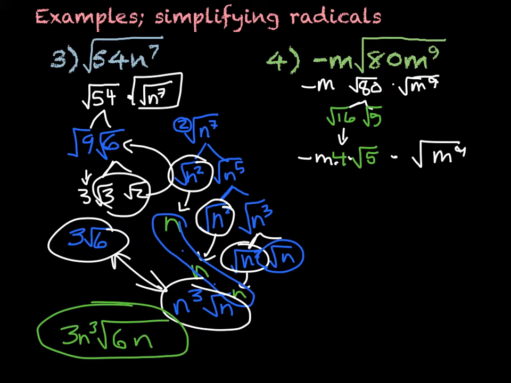So now I have to deal with the square root of m to the 9th. So that's going to tree out and give me the square root of m squared times the square root of m to the 7th. Keep going. And I'm going to have the square root of m squared, square root of m to the 5th. So last step is to tree out this one. Square root of m squared, square root of m to the 3rd.